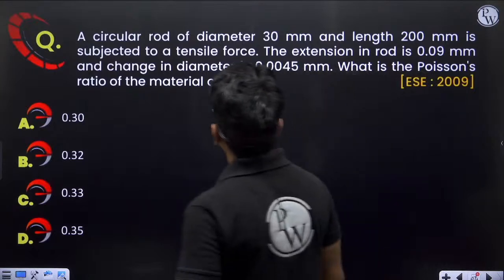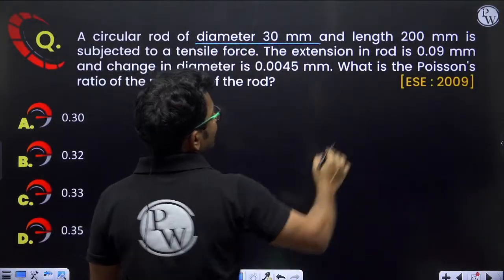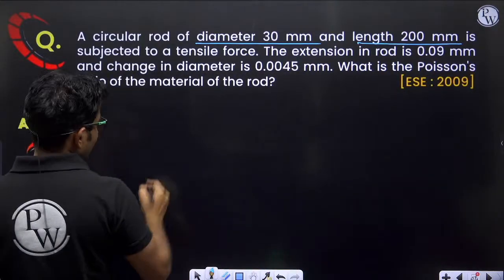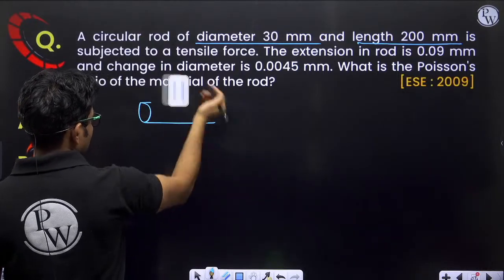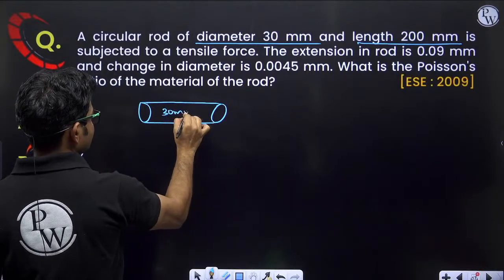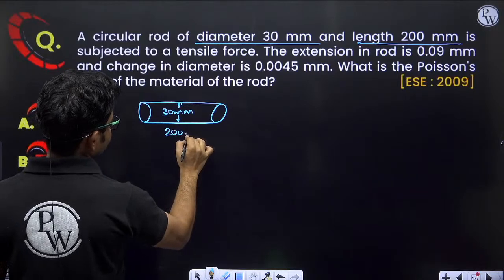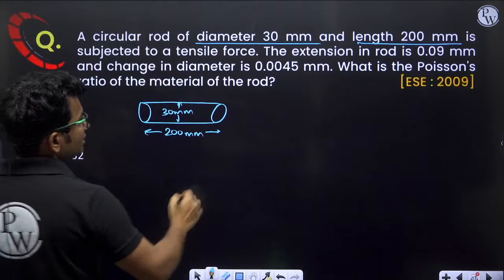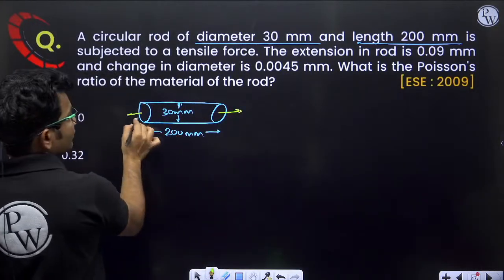A circular rod of diameter 30 mm and length 200 mm is subjected to a tensile force. So we are having a circular rod, diameter is 30 mm, length is 200 mm, subjected to tensile force. How much tensile force, that we don't know.